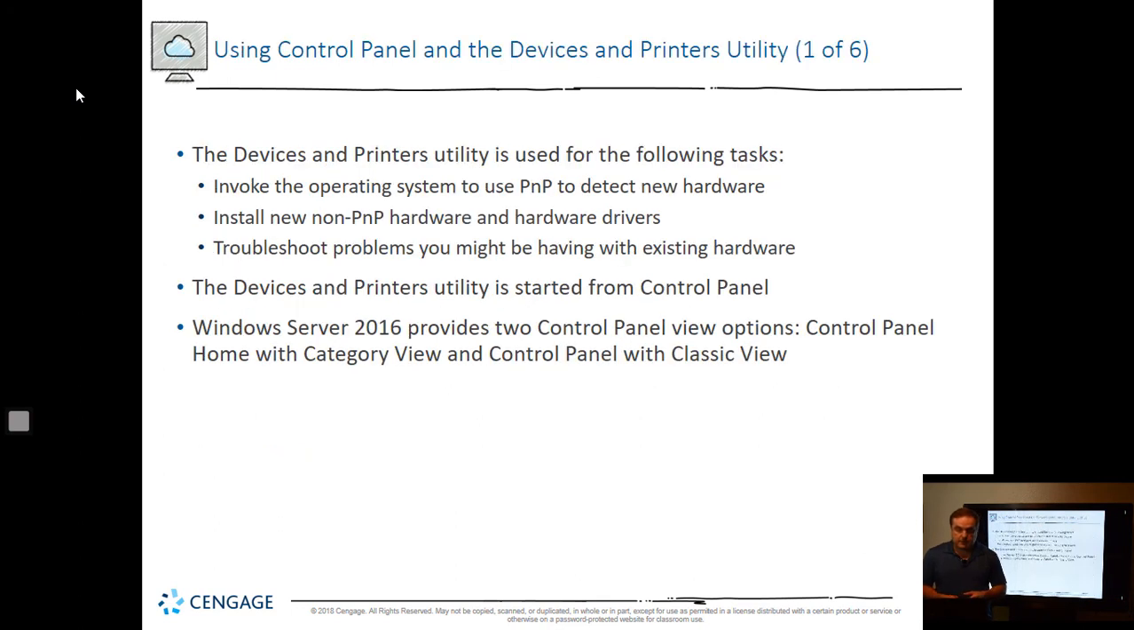In Control Panel, the Devices and Printers utility is used for many different tasks, such as invoking the operating system to use PnP to detect new hardware. So if it doesn't detect it, you can invoke it to start the PnP process, although if it hasn't detected it, clicking on this is probably not going to work. Most likely, if it doesn't detect it, you'll just have to download those drivers, as I mentioned earlier.